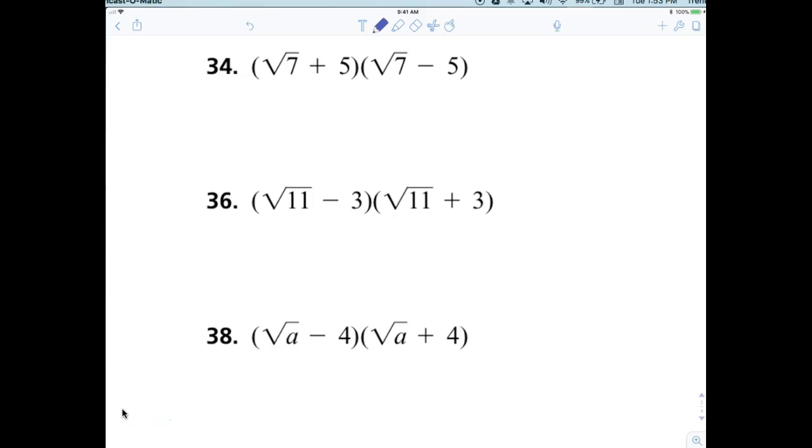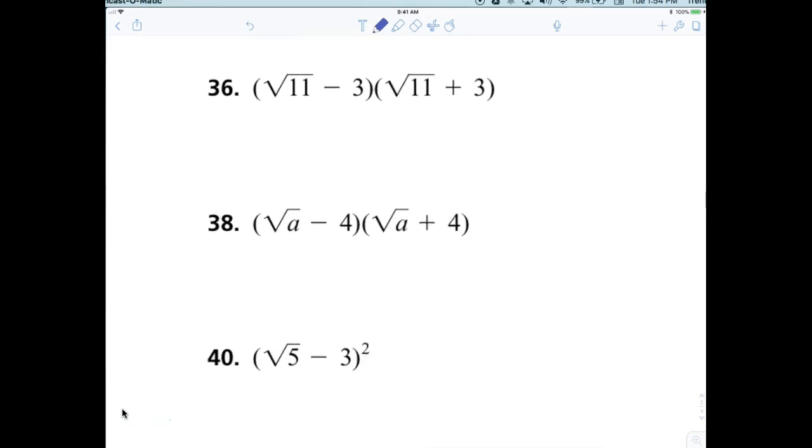Yes, okay, you're right. Because what happens to the middle term? They cancel. So now in this case, it is 7 minus 25, which is negative 18. Almost. All right, almost.